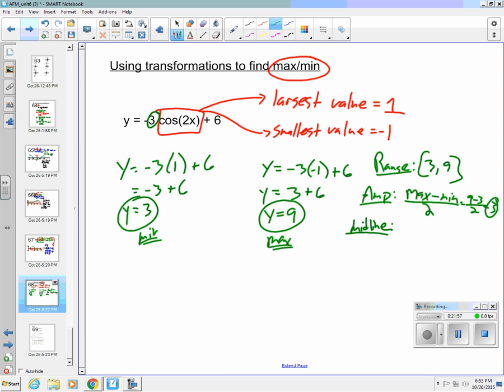Similar formula for the midline. Instead of half the difference between the two, it's half the sum, or the average of the maximum and the minimum. So here that'd be 9 plus 3 divided by 2, that's 12 divided by 2, or 6 would be our midline. So that would be our vertical shift, and again, you can see that from the function rule.